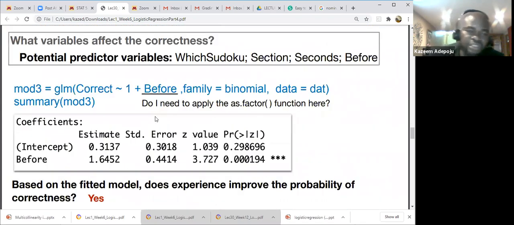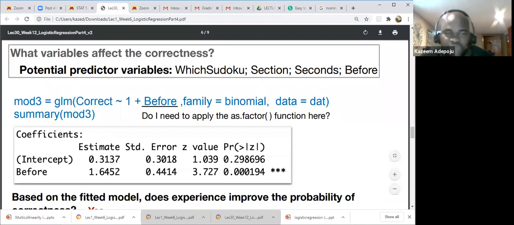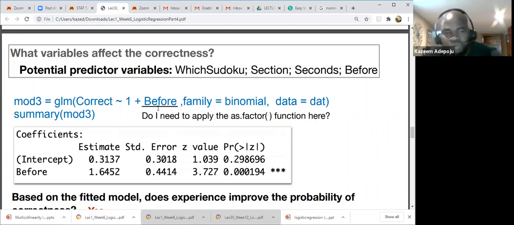Now the next thing that we want to test is which variable affects the correctness. This time around, we want to use a different predictor, and we want to test the knowledge of the game. We want to see the contribution of having knowledge of the Sudoku game.